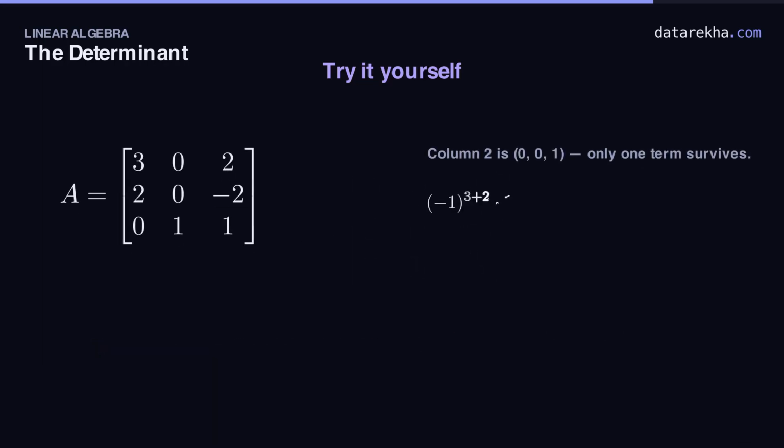The middle column is 0, 0, 1. So 2 of the 3 terms vanish before you start. Only the bottom entry, 1, contributes. Its position is row 3, column 2. So the sign is minus 1 to the 5th, a minus. The surviving minor is 3, 2, 2, minus 2, whose determinant is minus 6 minus 4, minus 10. Minus 1 times minus 10 is 10. The determinant is 10. If you got that, you've got this.